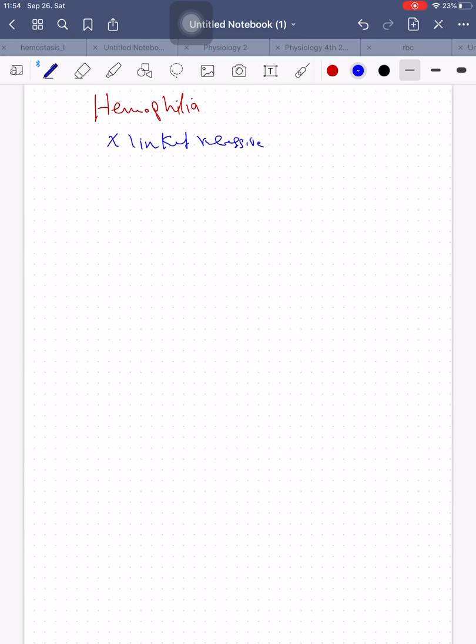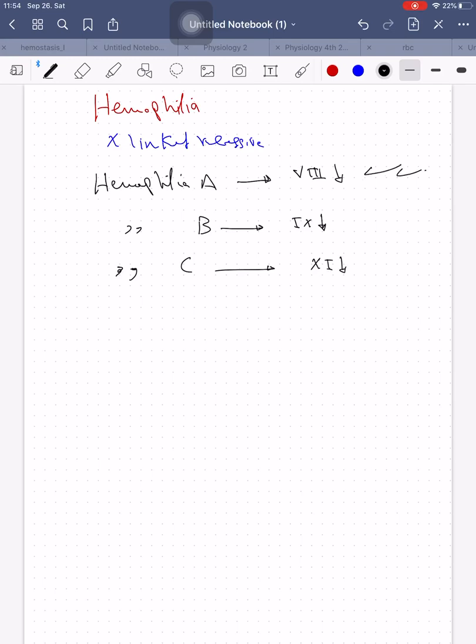We have many types, for example. We have hemophilia A, and we have hemophilia B, and we have hemophilia C. Hemophilia A is because of deficiency in factor number 8. Hemophilia B is because of deficiency in factor number 9. Hemophilia C is the deficiency in factor number 11. But here, in most cases, it is hemophilia A. I hope it's okay, guys.